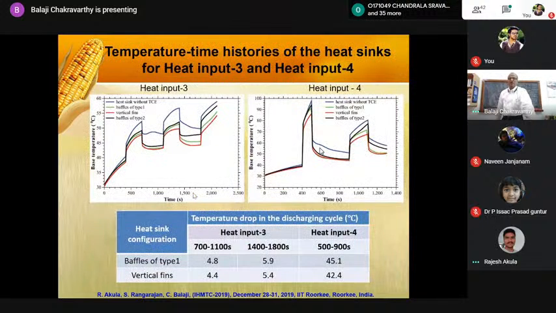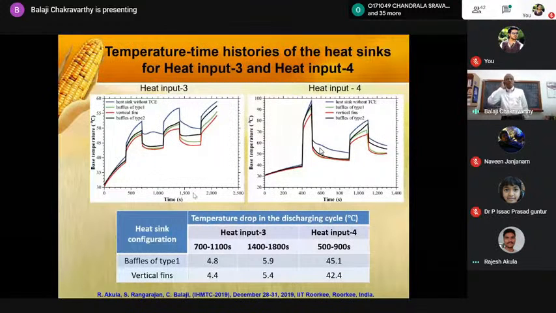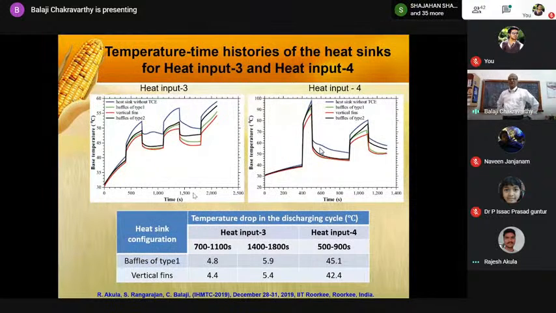Now heat input 3. In the interest of time, I'll quickly go through. You can see that the temperature drop during the discharge cycle is basically 5.9 degrees for 1400 to 1800 seconds. What is that, 700 to 1100, 1400 to 1800? It's basically where the power surge is taking place. So what we have calculated is how much the temperature drop is in the discharge cycle. You can see that it is going up and down; whenever it is going down, that is a temperature drop. So you can see that the baffles have a clear advantage.